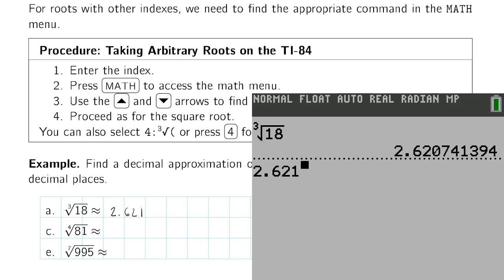2.621 to the third power. That's very, very close to being 18. It's not exactly 18 because it's rounded, but it's very close.